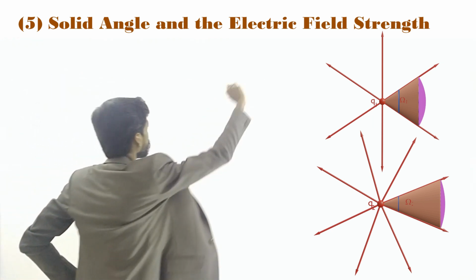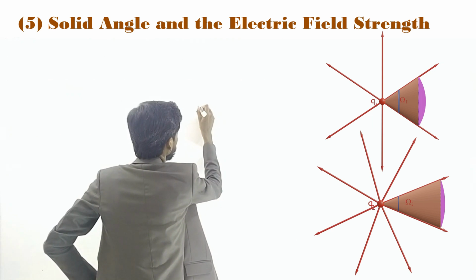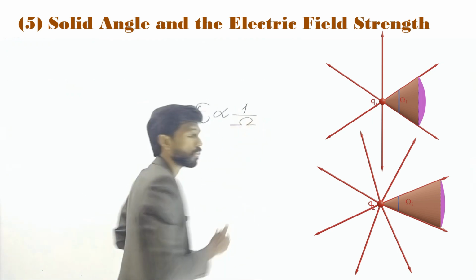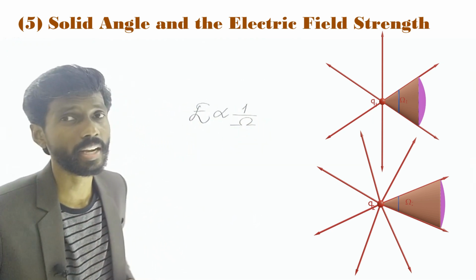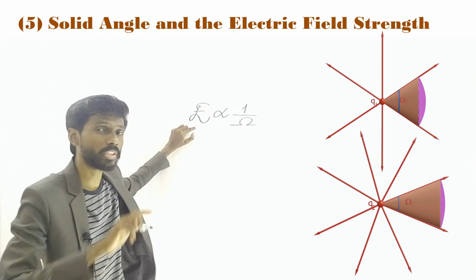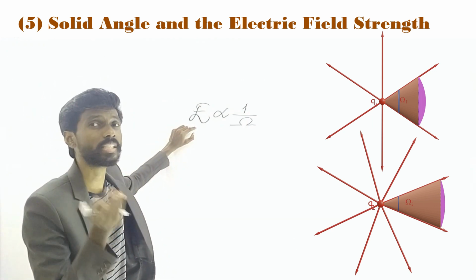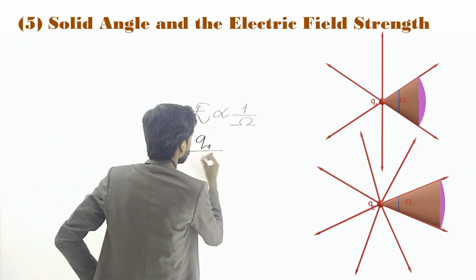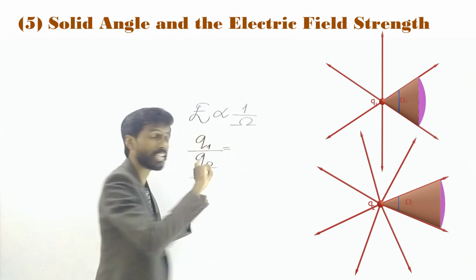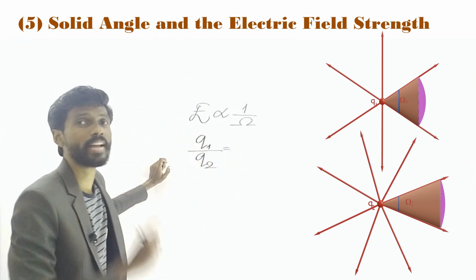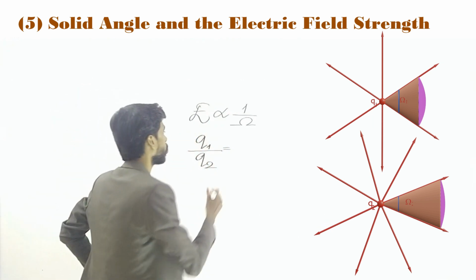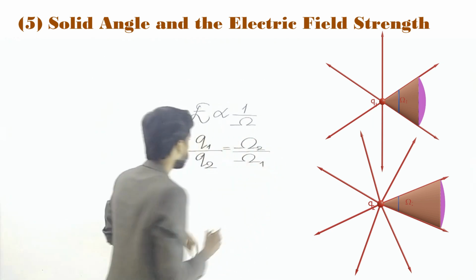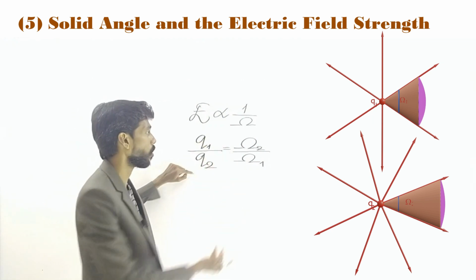So this is the relation: the electric field strength, say E, is inversely proportional to the solid angle omega. That means the ratio of the electric field, or the ratio of the magnitudes of the charges, Q1 divided by Q2, equals the reciprocal of the ratio of the solid angle between these two adjacent electric field lines. So Q1 divided by Q2 equals omega 2 divided by omega 1.